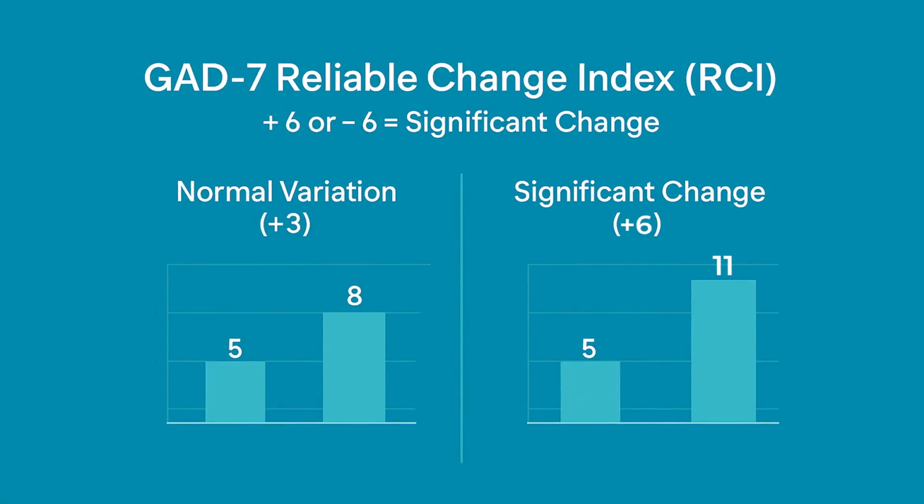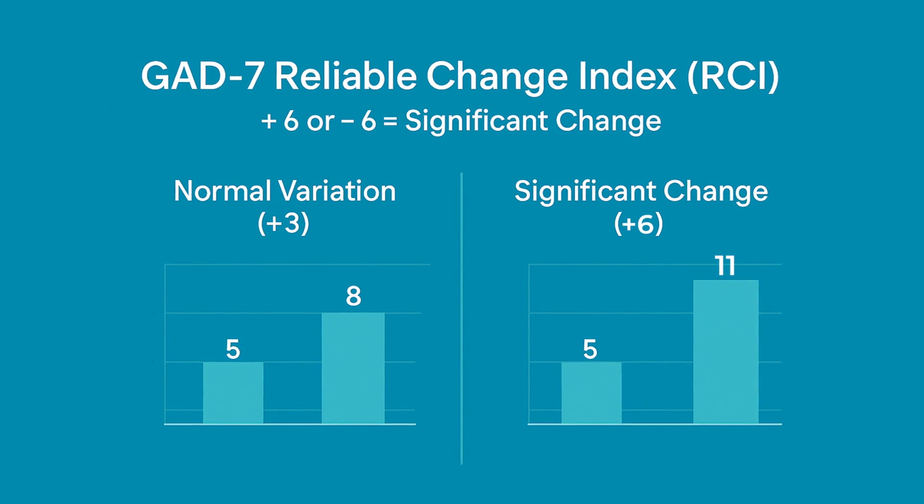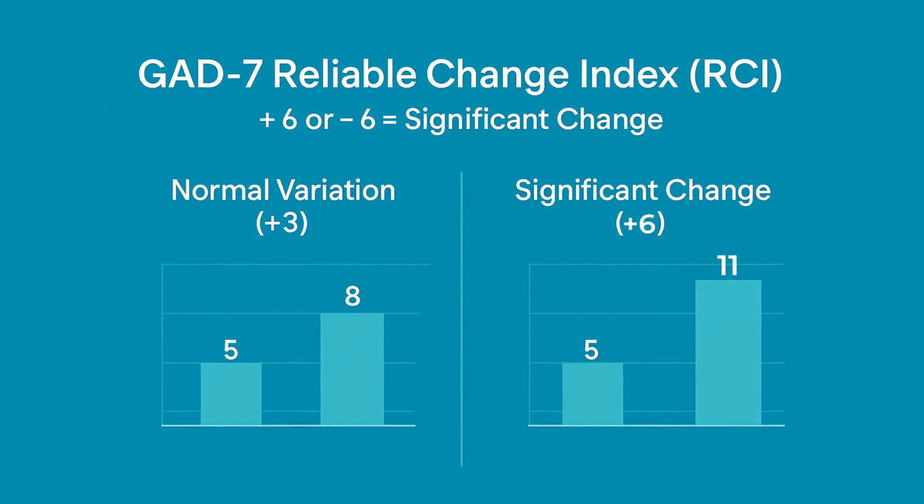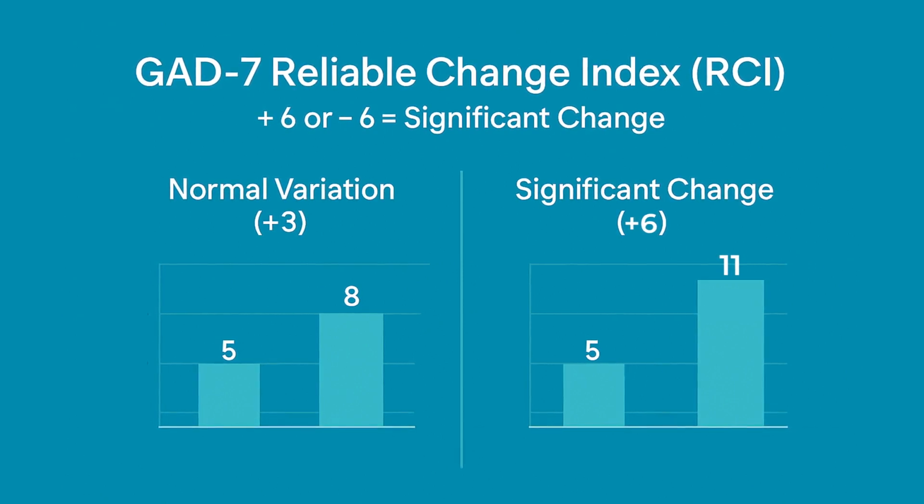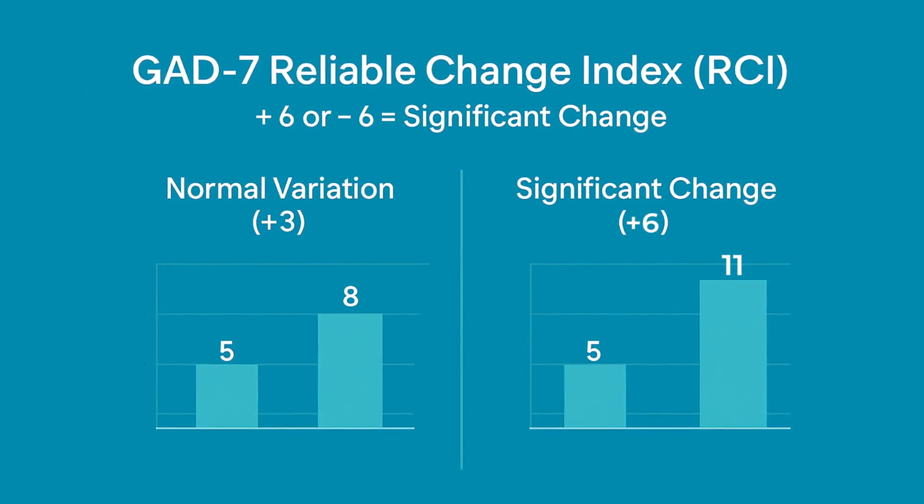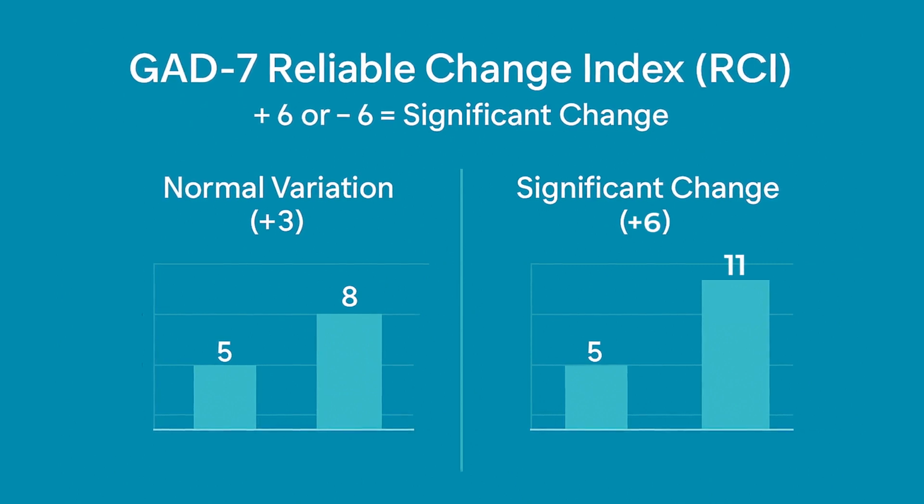Here's a very helpful rule of thumb for interpreting changes between sessions. Based on something called the Reliable Change Index, or RCI, a shift of 6 points or more on the GAD-7 is what we consider clinically significant change. So for example, a little jump from 5 to an 8 between sessions, maybe not a huge deal, but a jump from 5 to 11 is something we need to act on. That's what helps us tell the difference between a meaningful change and just normal ups and downs.